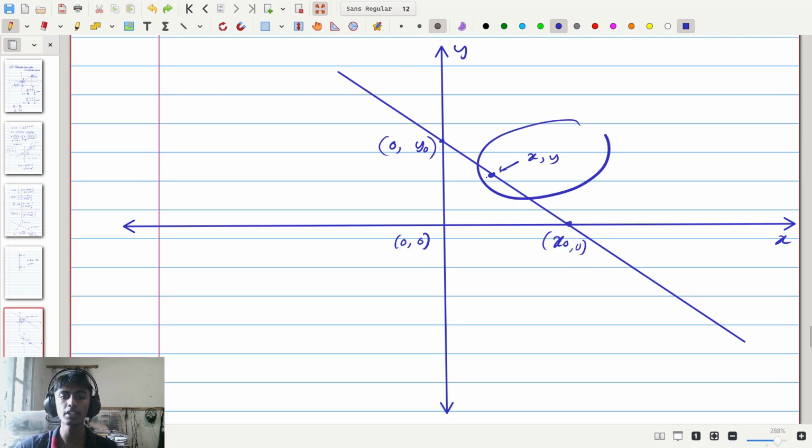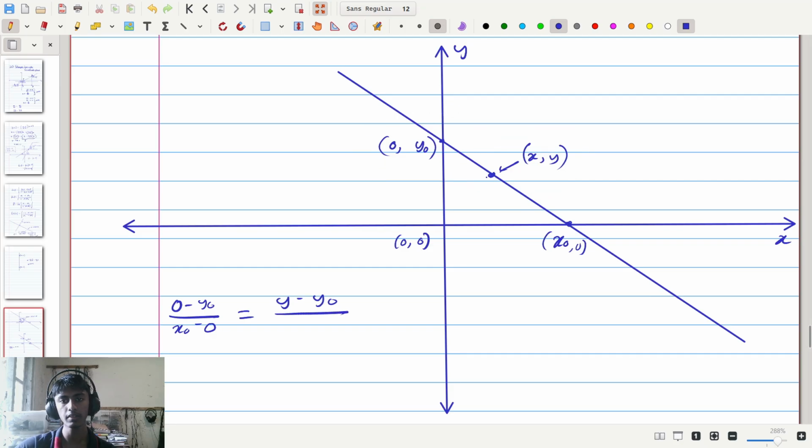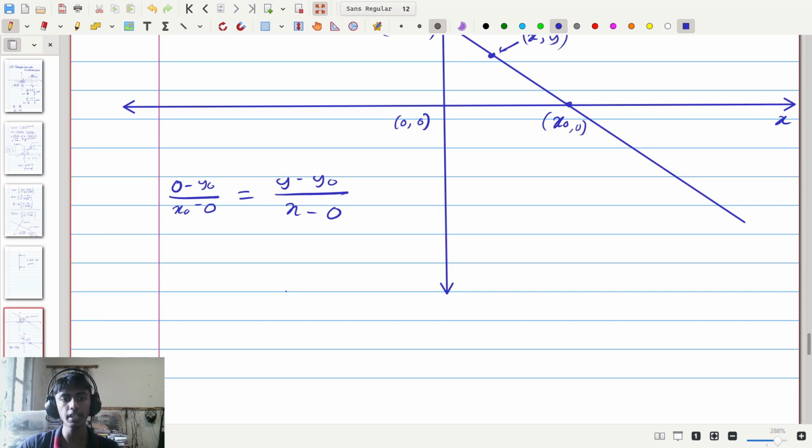Now then, considering a generic point x, y on this line, we can see that the gradient of this line will be 0 minus y0 divided by x0 minus 0. It has to be equal to, let's say, this coordinates minus this coordinates, which is going to be y minus y0 divided by x minus 0. We must have this thing here being equal. If we take this and rearrange it, taking this x to this side, we can see negative x times y0 is equal to x0 times this thing here, which is going to be x0 times y, and then minus x0 y0.